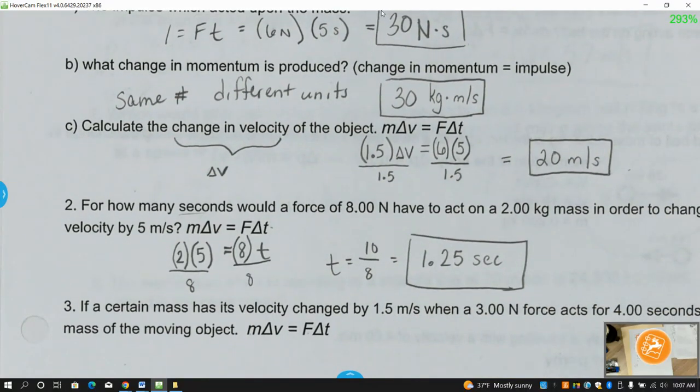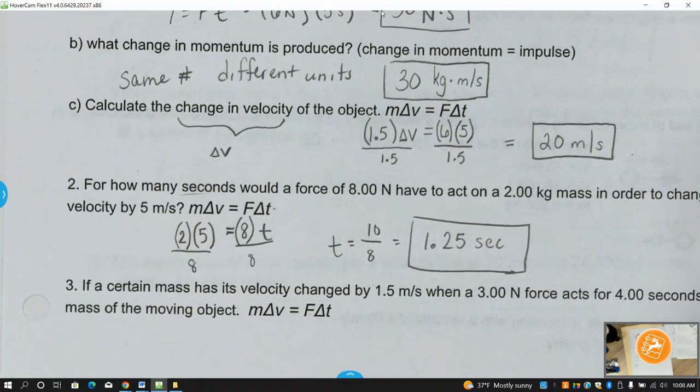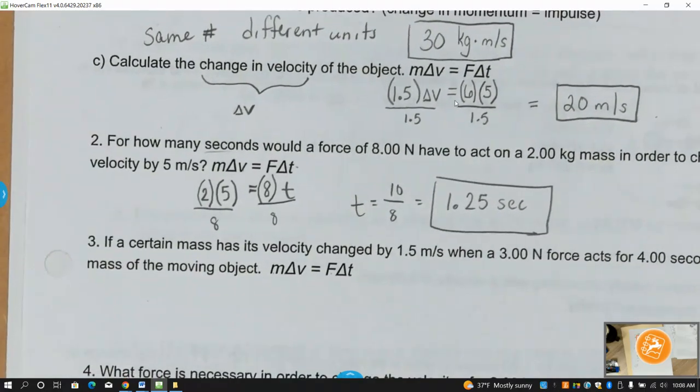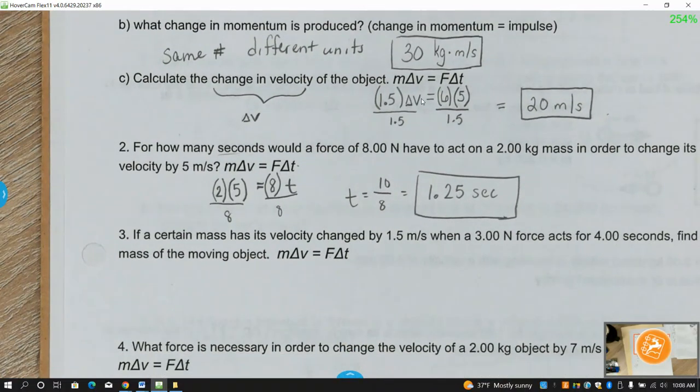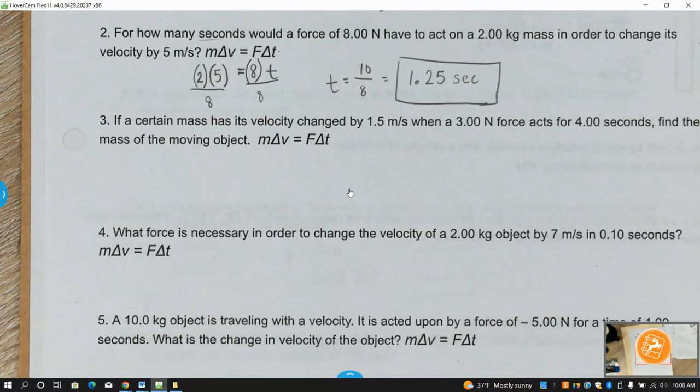So not these ones, not very difficult. But let me ask you something. Can you get a negative velocity? Probably. What is a negative velocity usually going to mean? That it's either slowing down or going backwards, right? Okay, so let's look at number 5. Let's skip 3 and 4, because they're just done like these two right here.